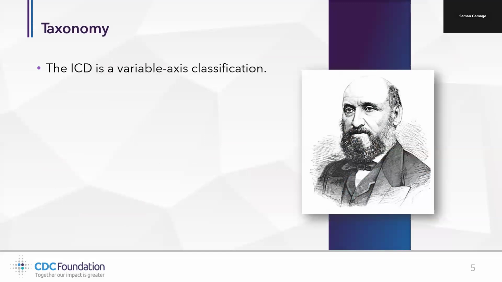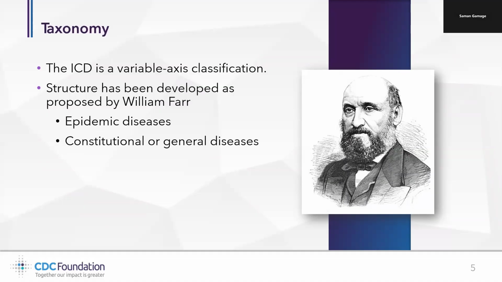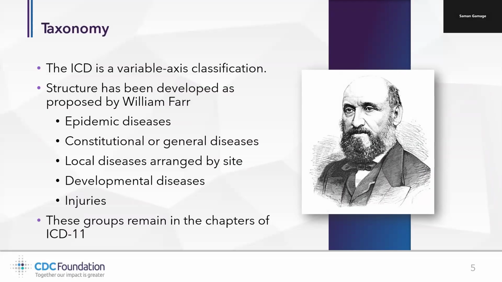The ICD is a variable axis classification. The structure has been developed as proposed by William Farr, a great epidemiologist: epidemic diseases, constitutional or general diseases, local diseases arranged by site, developmental diseases, injuries. These groups remain in the chapters of ICD-11.